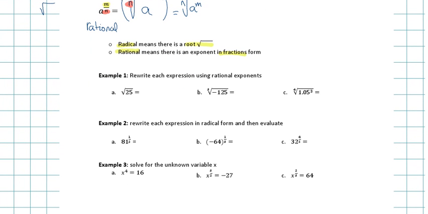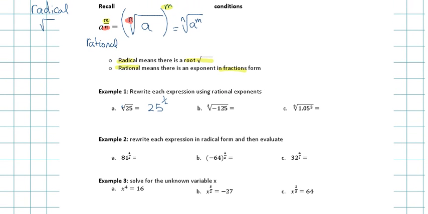So how can I write square root of 25 as a rational exponent? 1 over 25? No. Remember, the base stays the same. Five. What would be my exponent? 1 and a half. Yes, because right here there is an invisible 2 that we don't see and we don't write. So that would be the base to the power of your radical, which in this case is 1 over 2.